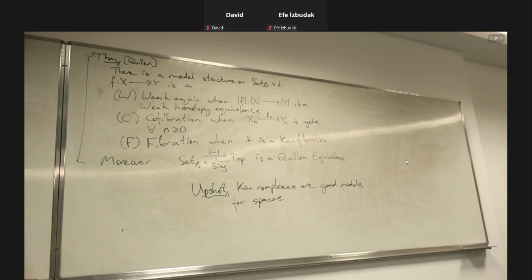When you try to prove it, as far as I remember, showing the existence of the model structure is the difficult part, at least part of it. So part of it is harder, part of it is easier.